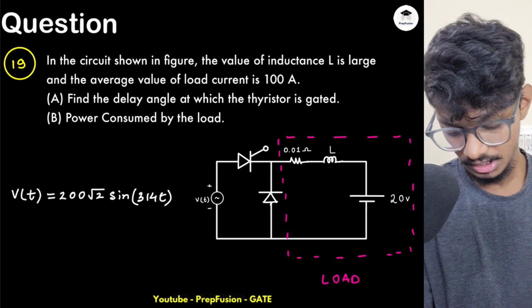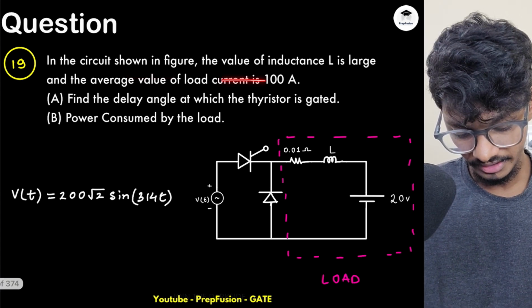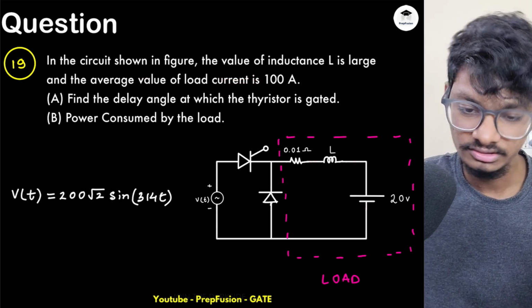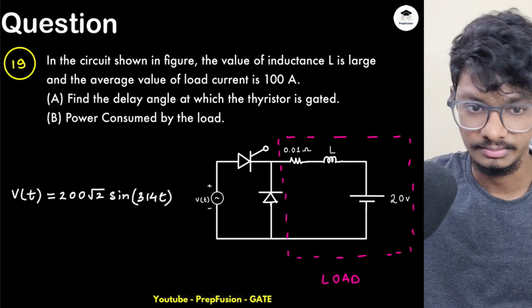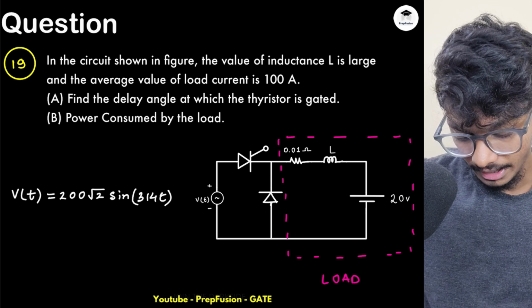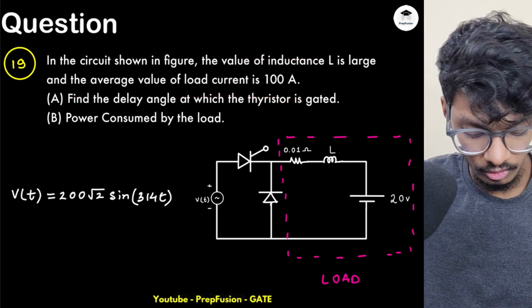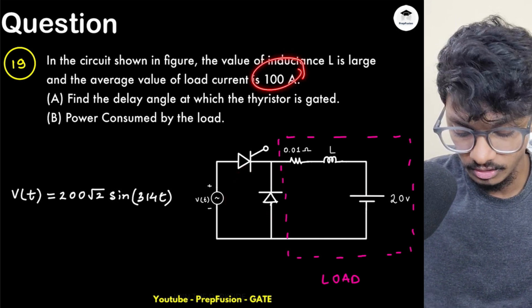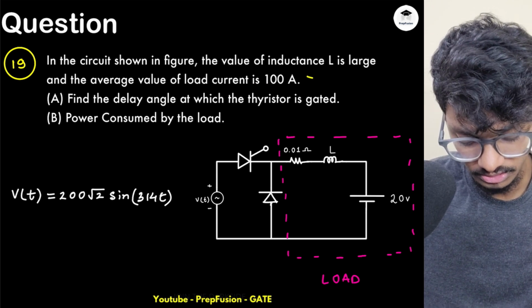The next question is: in the circuit shown in the figure, the value of inductance is very large. If they have not given you the inductance value, you will assume it is very large, and then the load current becomes constant because it becomes ripple free. The average value of the load current is 100. If the inductance is very large, it will take more time to discharge because I have a freewheeling diode here. So I will assume the average current equals the RMS current equals the load current, that is 100 amperes. So this is my constant current.